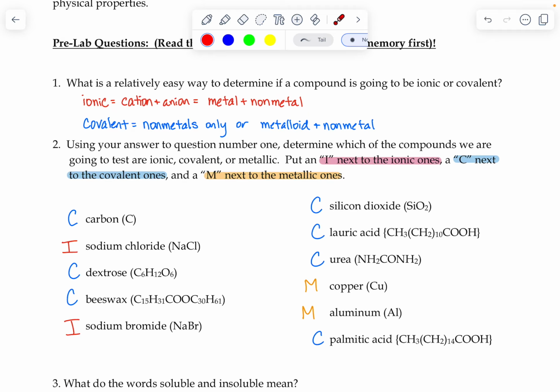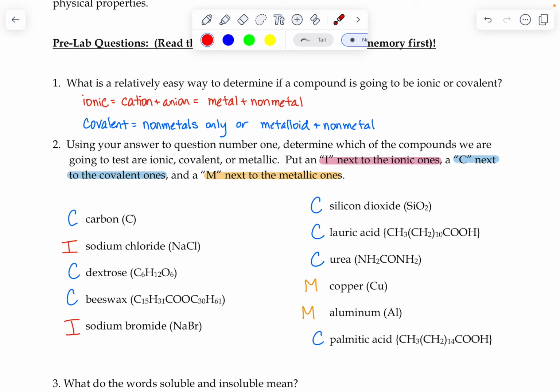Your ionic ones are always made up of a cation with an anion. Metals typically lose electrons during chemical reactions, so they form your cations. And nonmetals tend to gain electrons during reactions, so they're your anions. So if you look at a chemical formula and see a metal-nonmetal combination, you know it's going to be ionic.